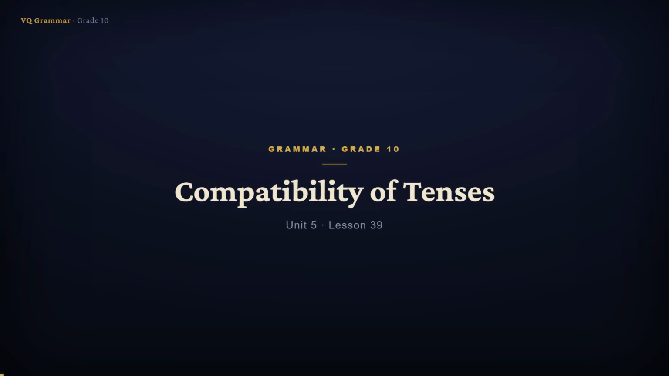This is Unit 5, Lesson 39, and today we're working on one of the quietest, most useful writing skills there is, keeping your tenses compatible. Every verb you write puts an action somewhere in time, past, present, or future. When those times line up with what actually happened, your reader glides through the sentence. When they don't, the reader stumbles. Let's learn how to keep the clock straight.